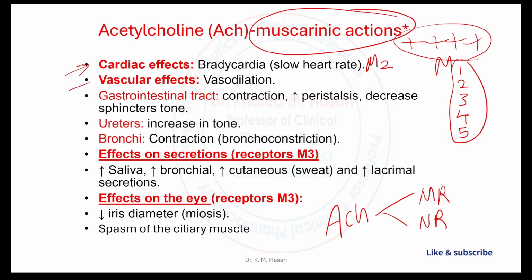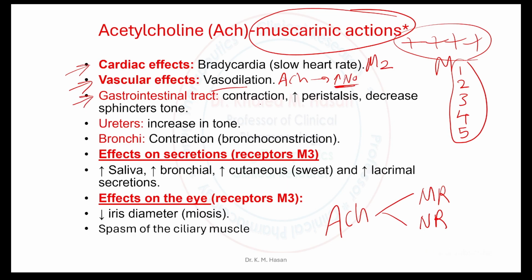And the vascular effect, we have vasodilation. We need to note here nitric oxide. So through nitric oxide, acetylcholine increases nitric oxide. So I will say there, acetylcholine leads to the increase in nitric oxide. Nitric oxide causes vasodilation.